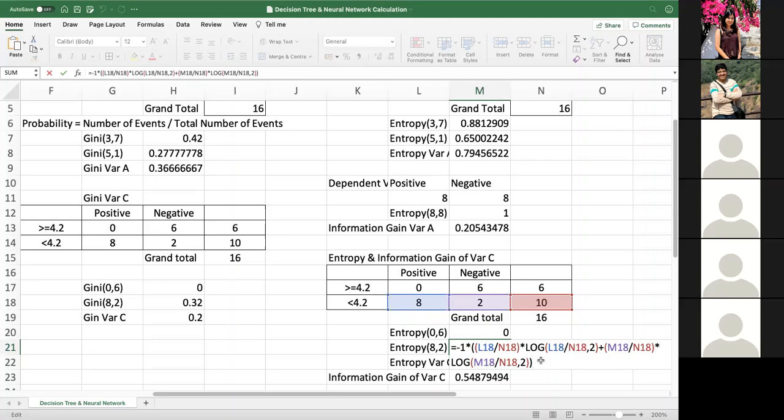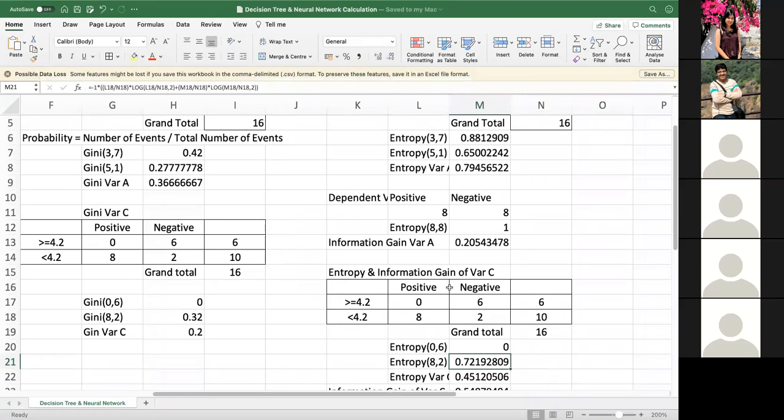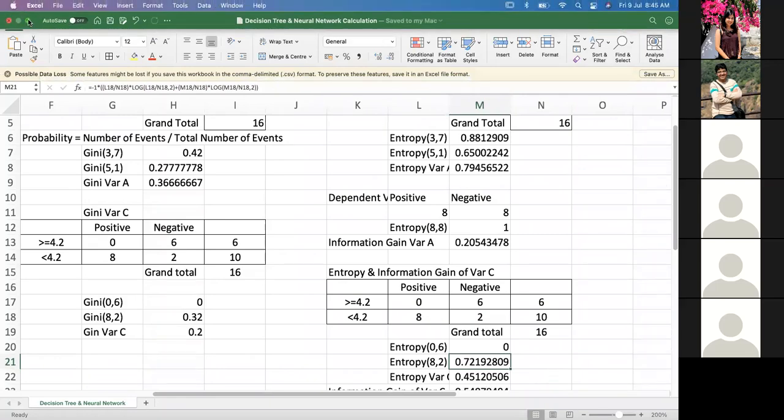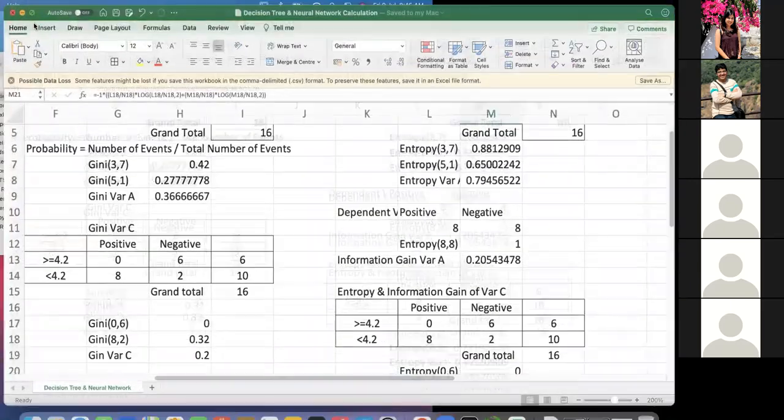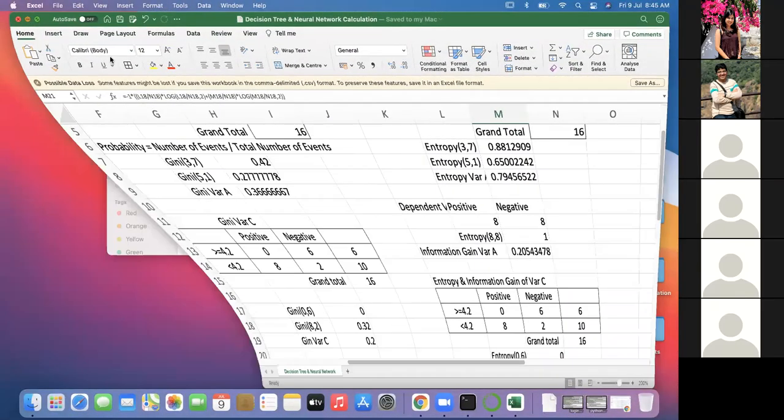Sir, even if we have a log of 0, in that case the entropy would be 0. Yes, it will be 0. Right. Got it, all of you? Yes, sir. So this is the calculation methodology of decision tree, Gini and entropy. I will share the sheet after the session. Okay.